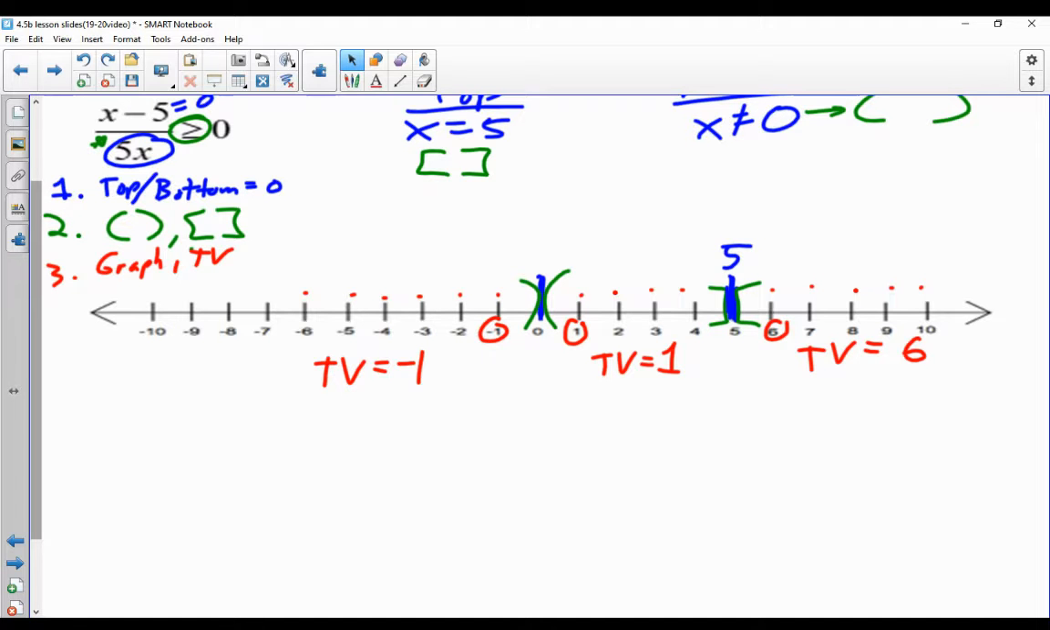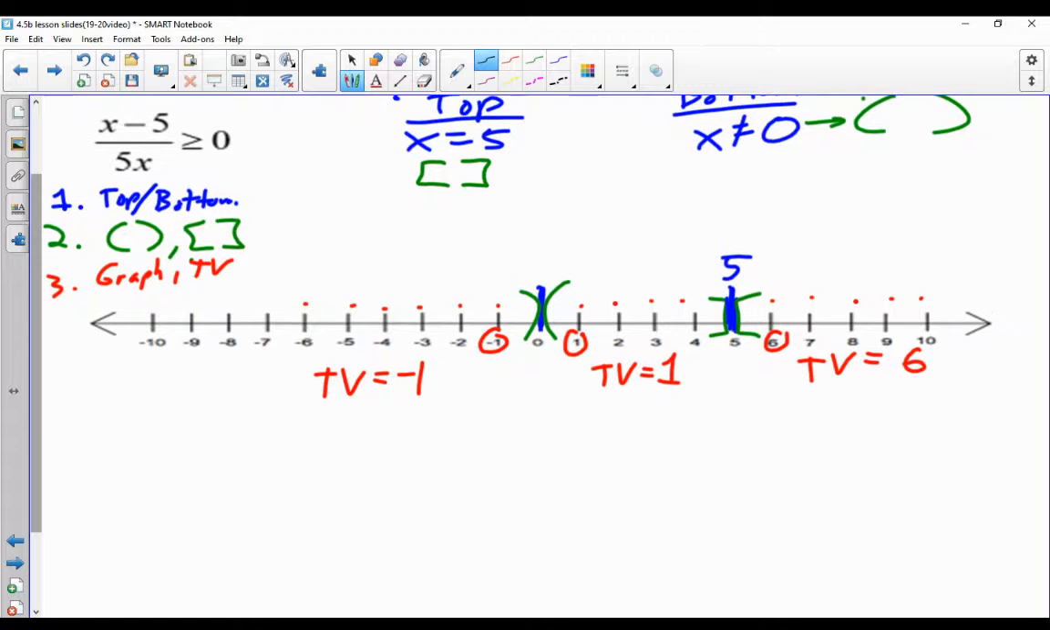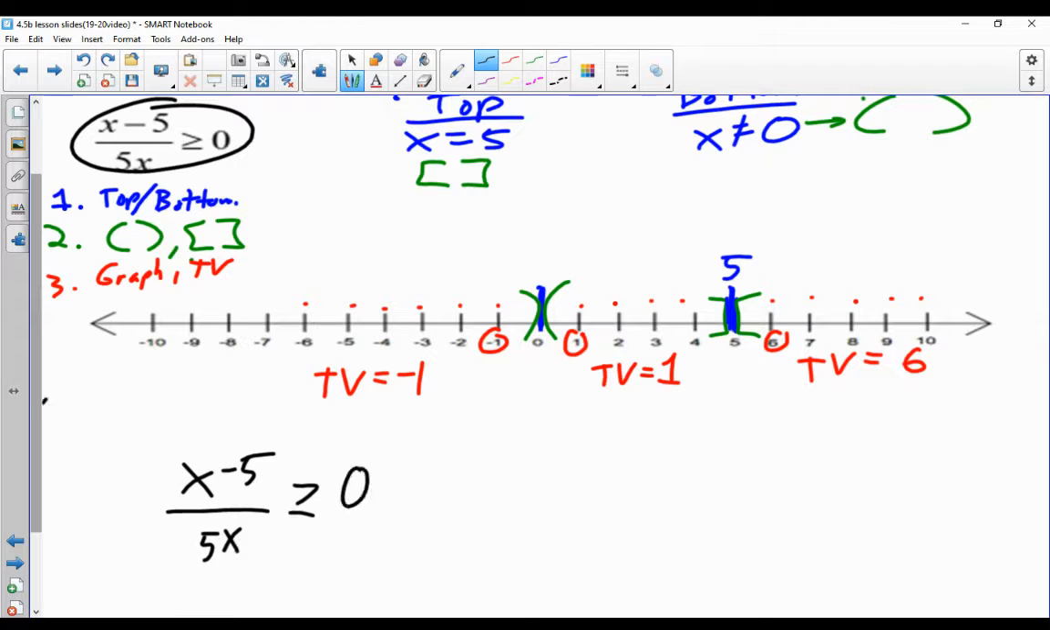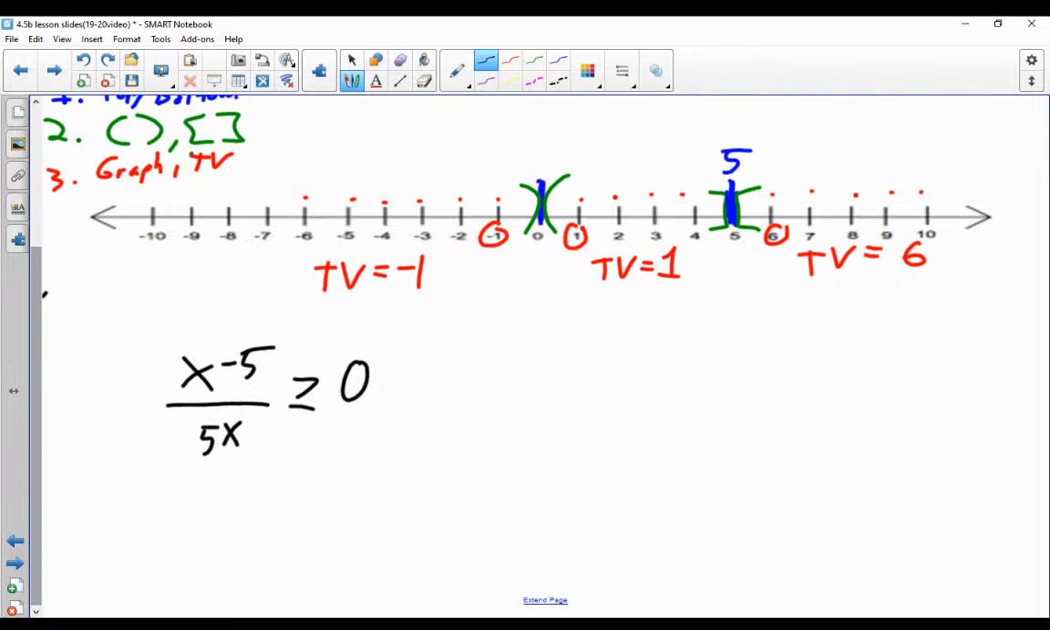All right, so let's plug in some values. The equation we're going to be working with is this one: x minus 5 over 5x, and it's going to be greater than or equal to 0. So let's do some plugging and chugging.